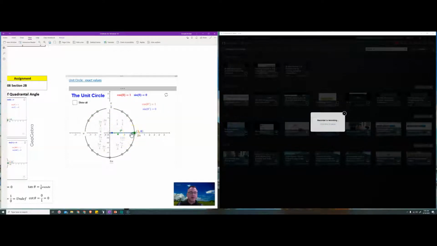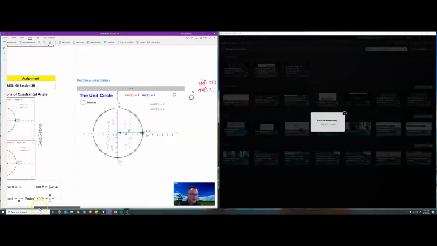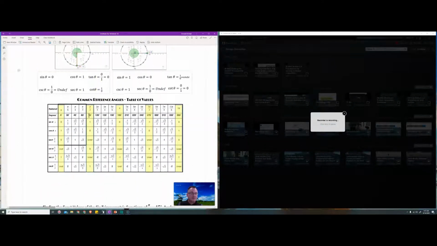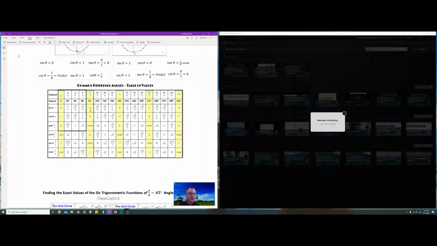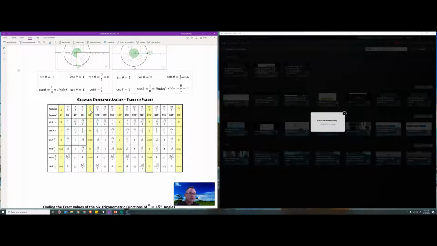So when I'm at this point right here, my sine, which is the y-coordinate, is equal to 0, and my cosine at 0 radians is equal to 1. What we have over here is a chart that you're going to be filling in as we work our way around the circle. I just did 0 radians, which is the same as 0 degrees, and our sine was 0 and our cosine was 1.